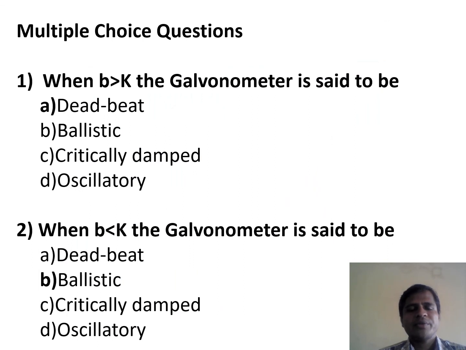At the end of the presentation, we shall solve some multiple choice questions based on ballistic galvanometer and deadbeat galvanometer. The first question: when B greater than K, the galvanometer is said to be, there are four options. The right option here is deadbeat. Question number 2: when B less than K, the galvanometer is said to be, there are four options. The correct answer is ballistic. So for ballistic, the condition is B less than K.